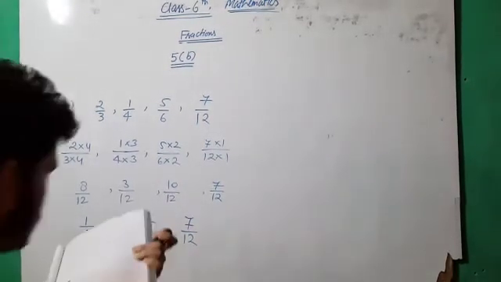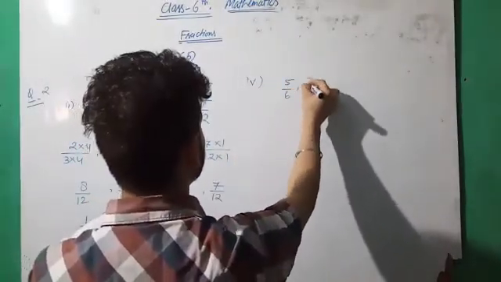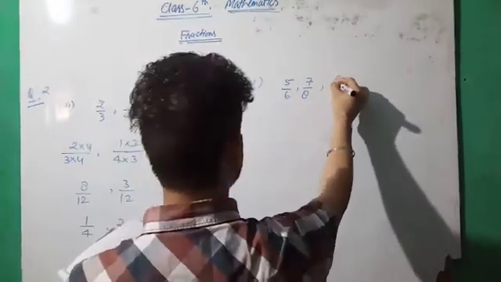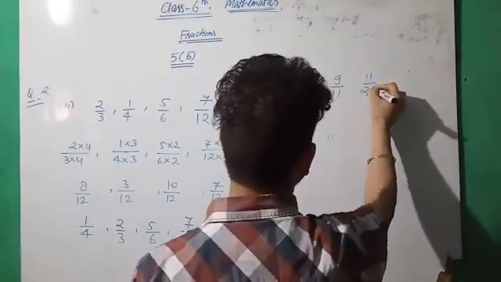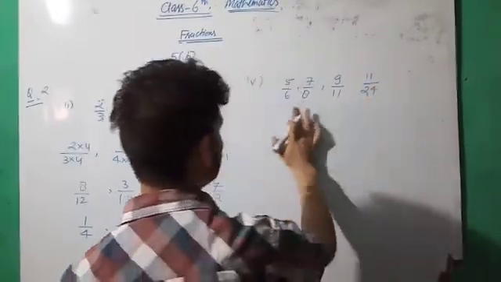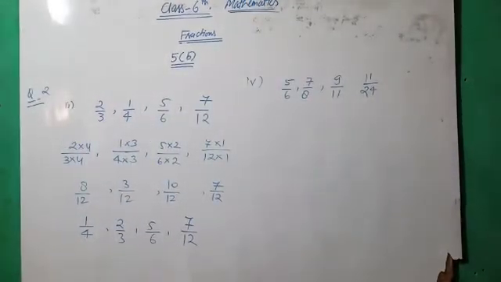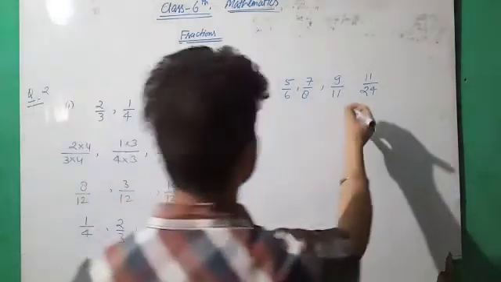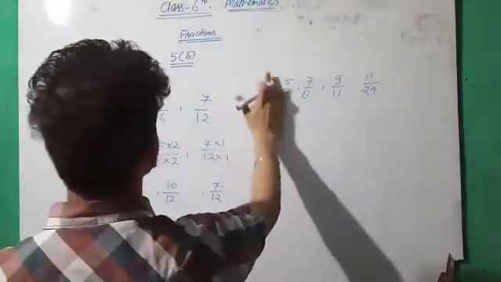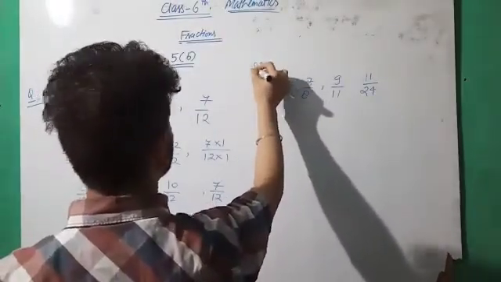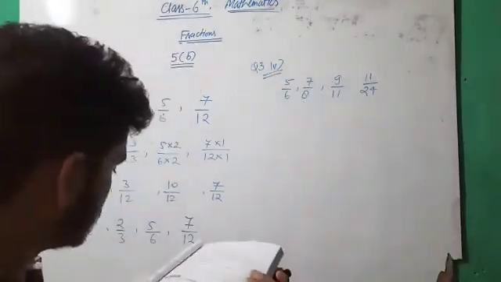Now the fourth part, 5 by 6, 7 by 8, 9 by 11 and 11 upon 24. The LCM of 6, 8 and 24 is 24, and with 11 there is no common factor, so we can take the LCM as 24 into 11. Sorry students, this is question number three, fourth part actually. In this question we have to arrange in descending order.